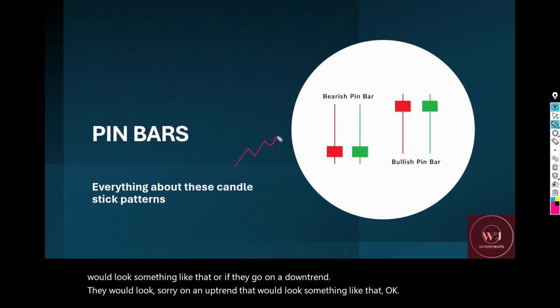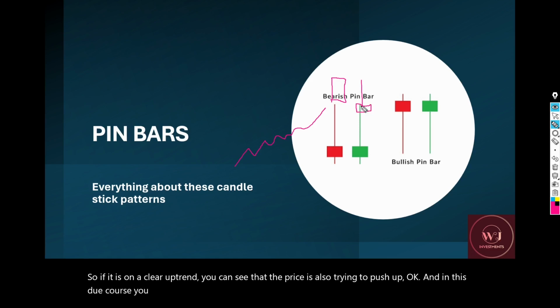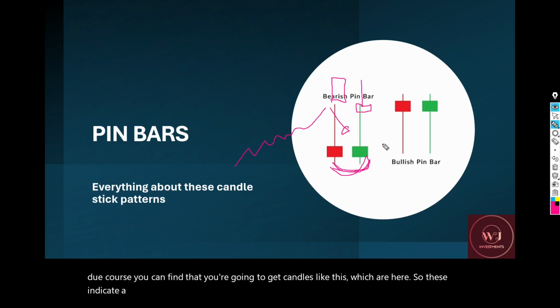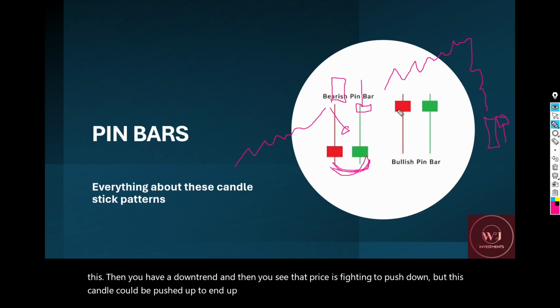So if it is a clear uptrend, you can see that the price is trying to push up. Okay, and in due course you're going to get candles like this, which are here. These indicate a reversal into a downtrend, and then the opposite is true for bullish, something like this. Then you have a downtrend, and you see that price is fighting to push down, but the candle could be pushed up to end up as a candle like this, and this is what we call the bullish pin bar.